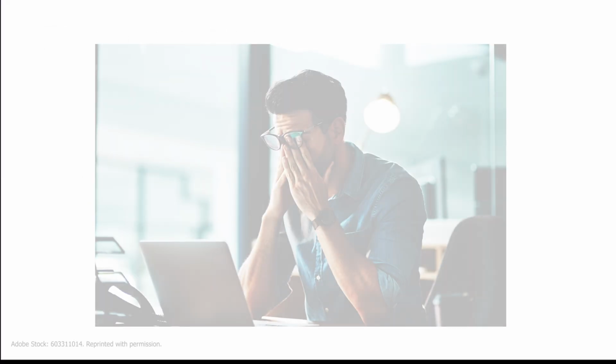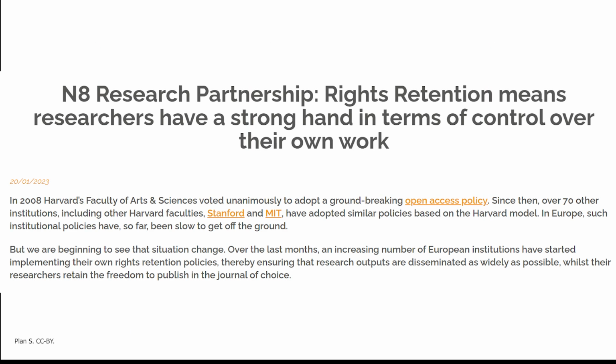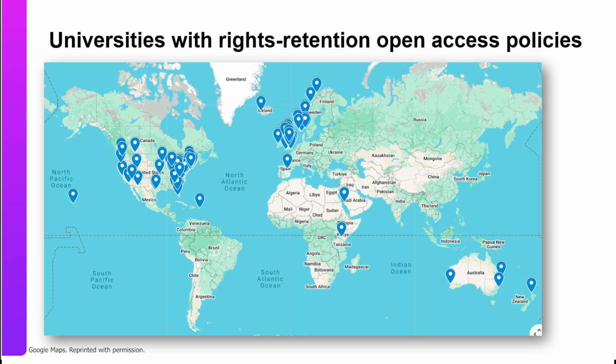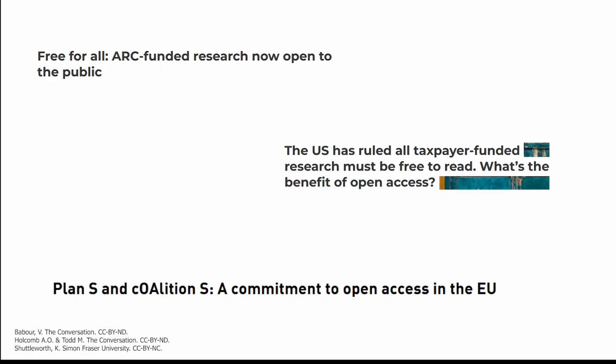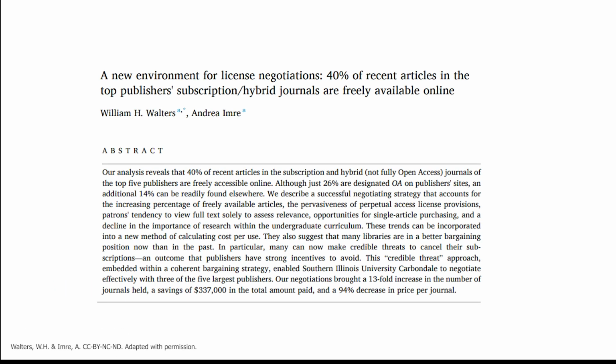Now, you might be asking, what do publishers think about this? Well, rights retention policies aren't exactly new. They've been around since 2008, and dozens of universities across North America, Europe, and the UK currently have them in place. Overall, funder mandates and rights retention policies, such as the Open Scholarship Policy, have forced publishers to bend more and more toward open access. In fact, a new study has shown that 40% of content in the top journal subscription packages can now be found freely online, mostly in open access journals and in institutional repositories like CURATE.